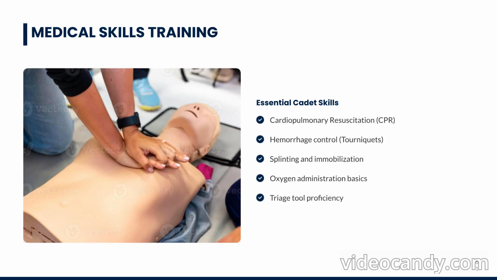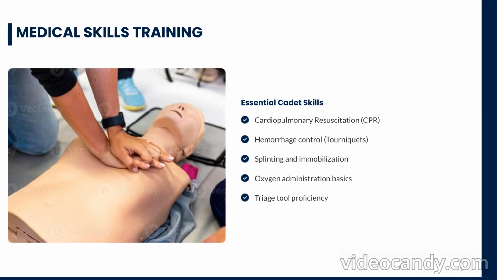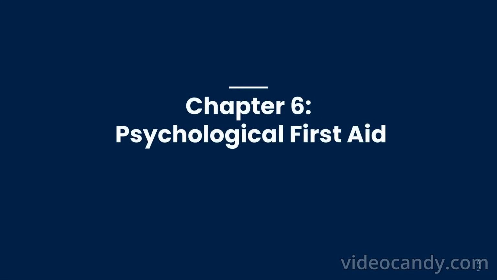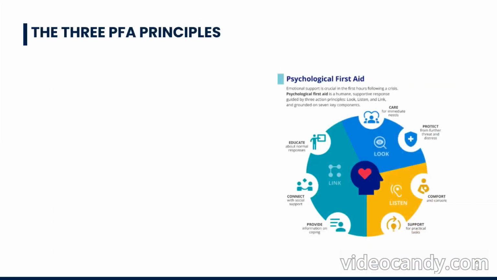These cover cardiopulmonary resuscitation, or CPR, hemorrhage control using tourniquets, and splinting and immobilization. Other skills are oxygen administration basics and triage tool proficiency. Chapter 6 covers psychological first aid, emphasizing emotional resilience and crisis support for affected individuals. Psychological first aid is guided by 3 core principles.